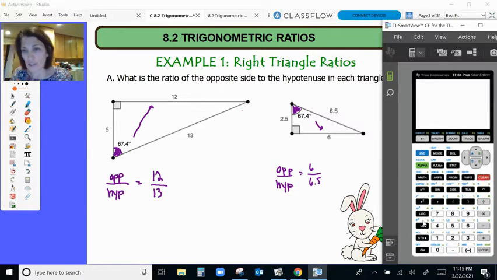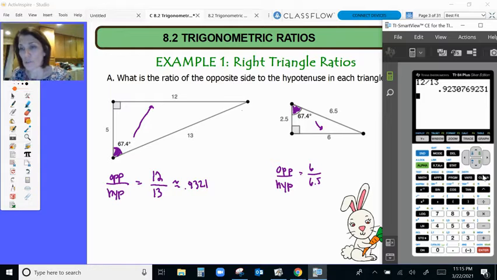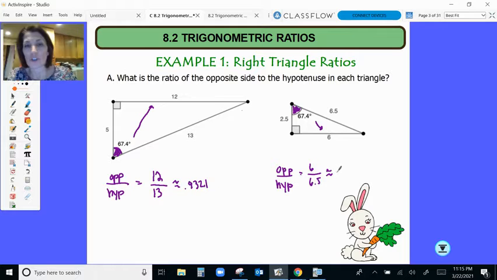We have this 12 divided by 13 here. We calculate that ratio. It's 0.9321. We're going to round to 4 decimal places. With trigonometry, we usually round to those 4 decimal places. Now I'm going to take the 6 divided by 6.5. And that one is the exact same. So that's also 0.9321.